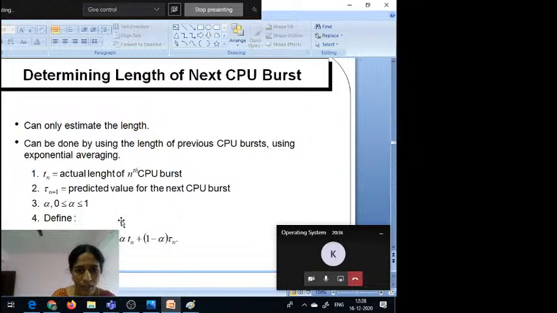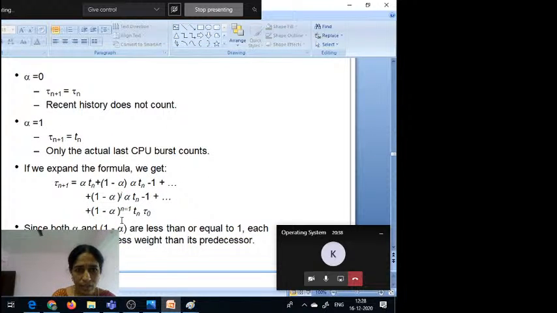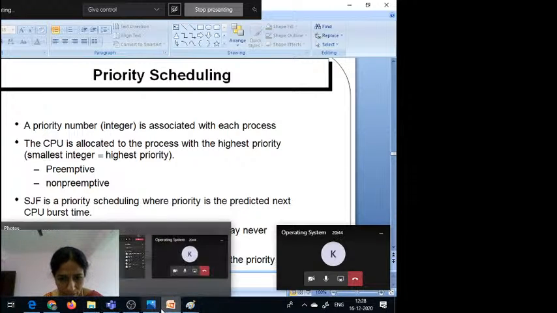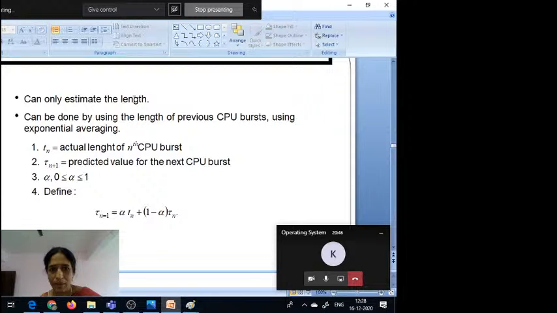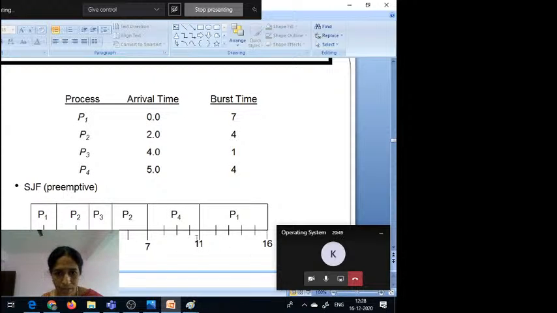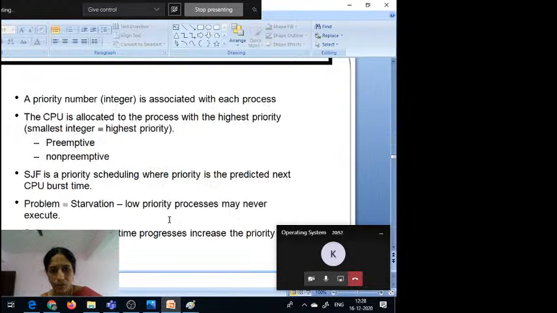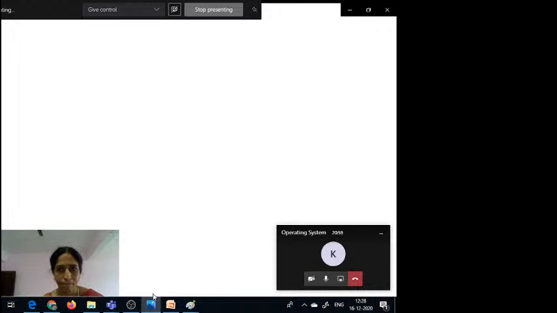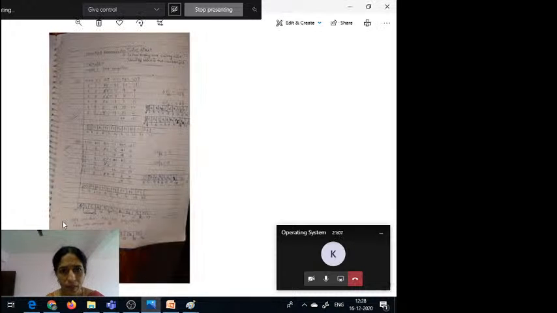Before that, let me explain one more example for this. In this previous case, some ambiguity is there in how we can find out the waiting time. For that we have some formulas. So the formulas you can find out. So this is the example for shortest remaining time first.